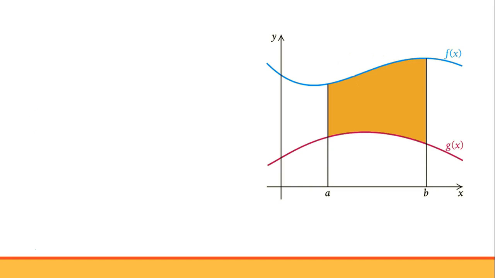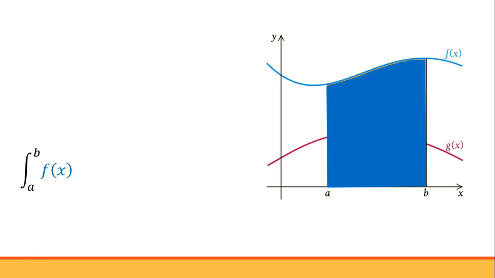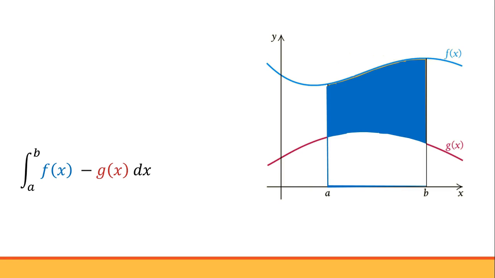But what if we put those two ideas together? And we integrated from a to b f of x, which gives us more area than we want. But then we subtracted from that the integral of g of x, which in essence takes away the part of the area that we don't want.